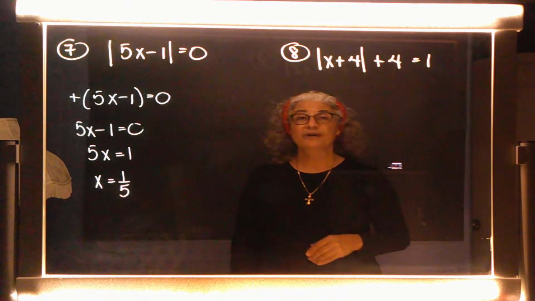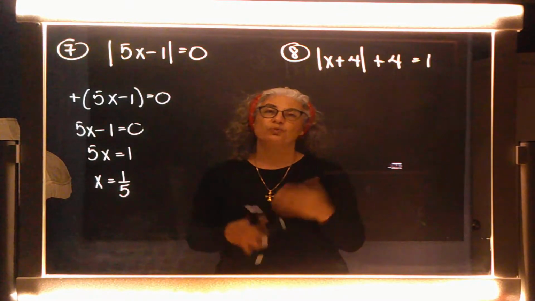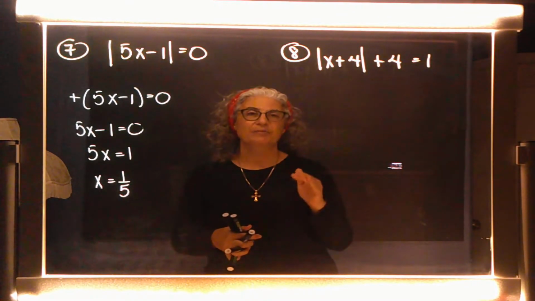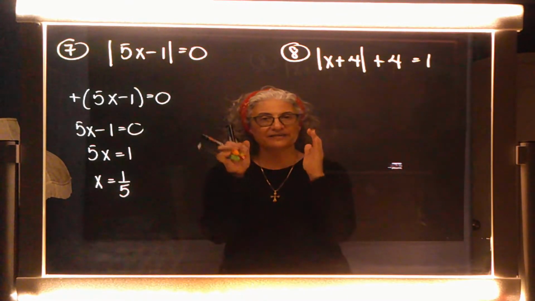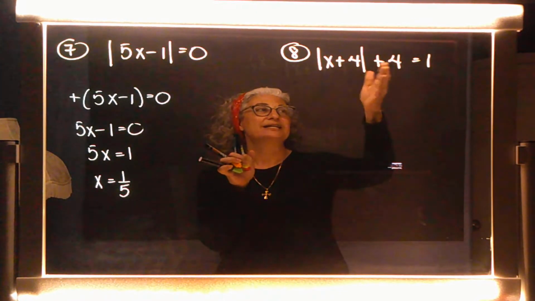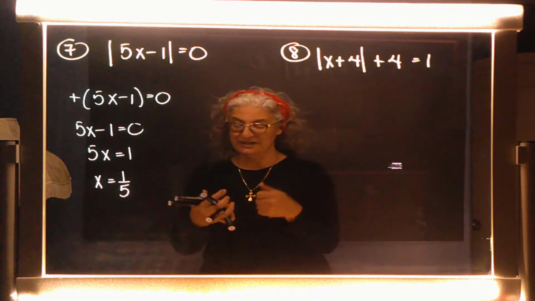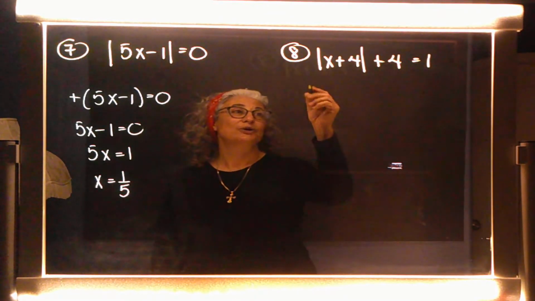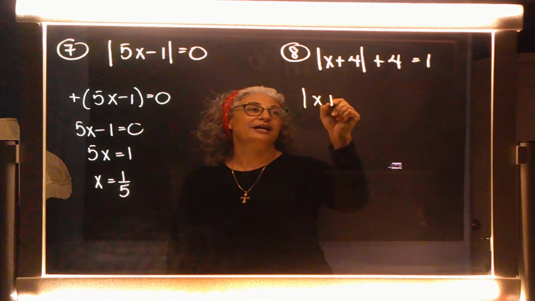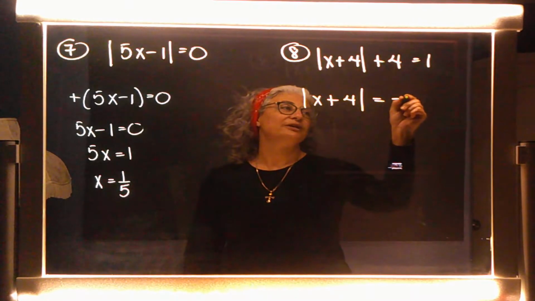So I have an absolute value here. Can I break it into two equations? Nope. Good. Why not? It's not by itself. On the same side as the absolute value is this plus 4. So what are you going to do? Yeah, you're going to minus the 4 to the other side first. So when you do that, you end up with the absolute value of x plus 4 equaling -3.